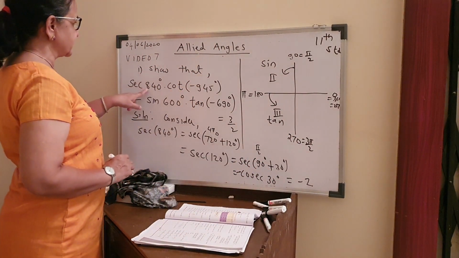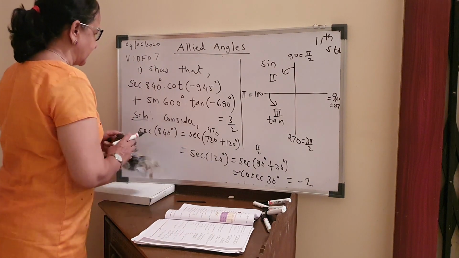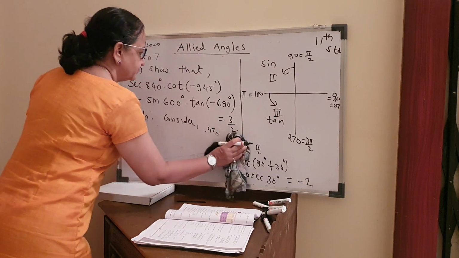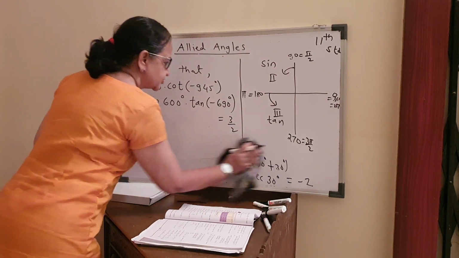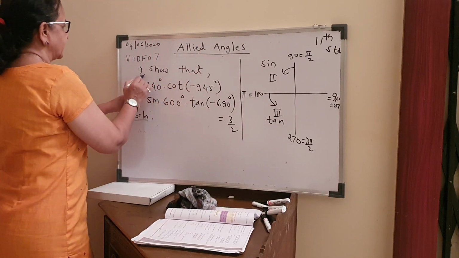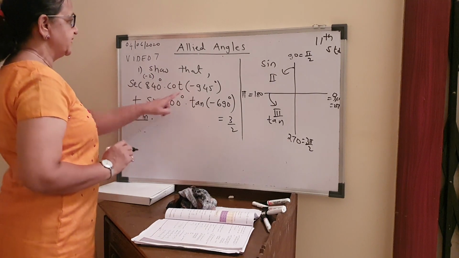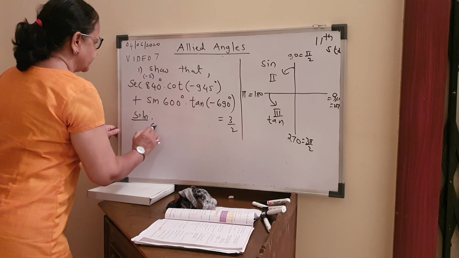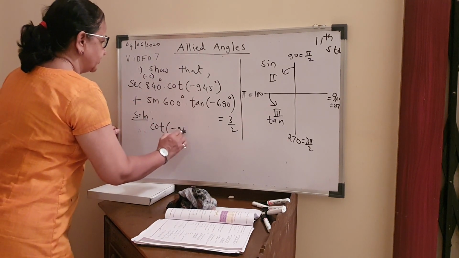So, the first answer, now somewhere I am just going to list the answers. The first answer came out minus 2. I'll write it on top later. It came out minus 2. Second answer now: cot of minus 945 degrees.